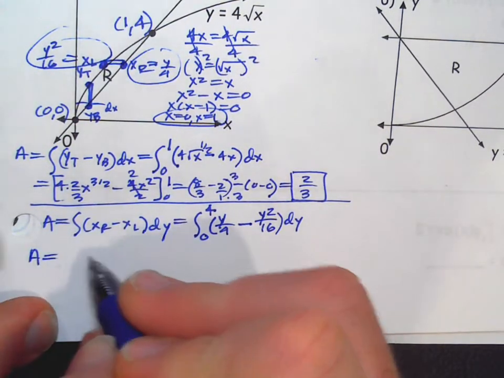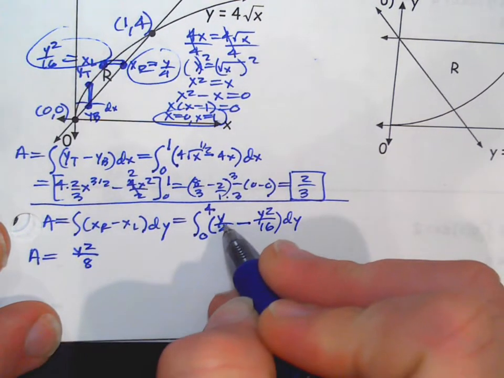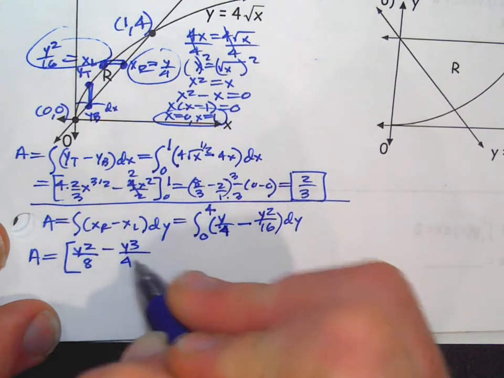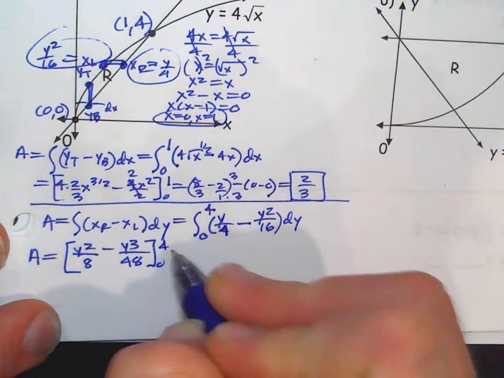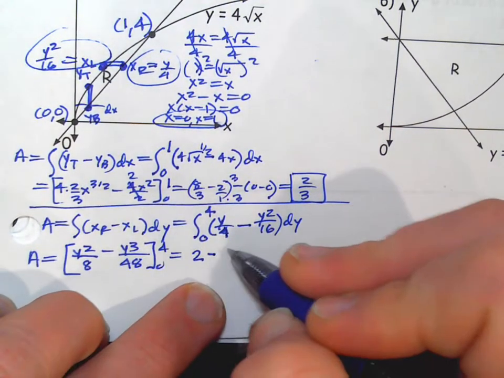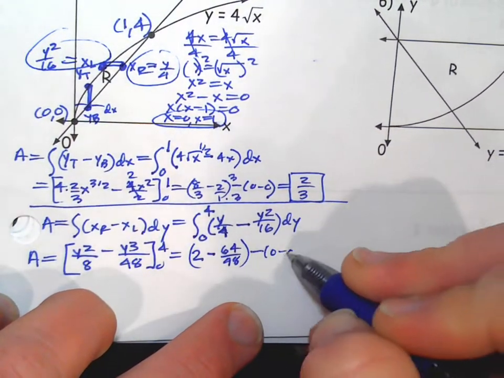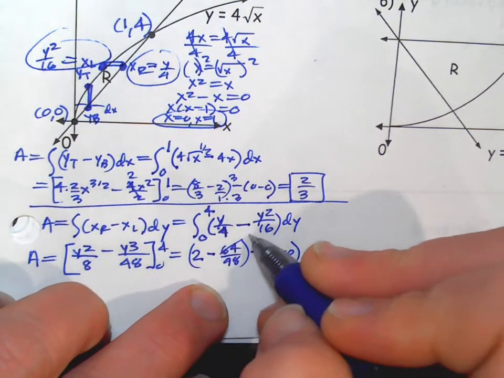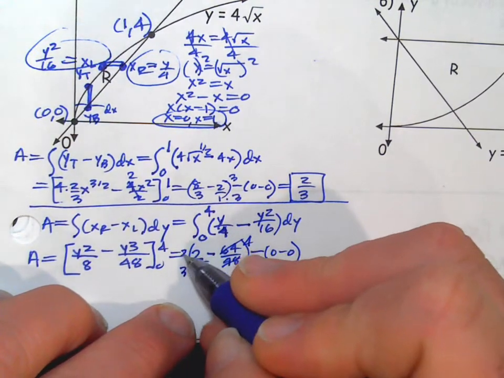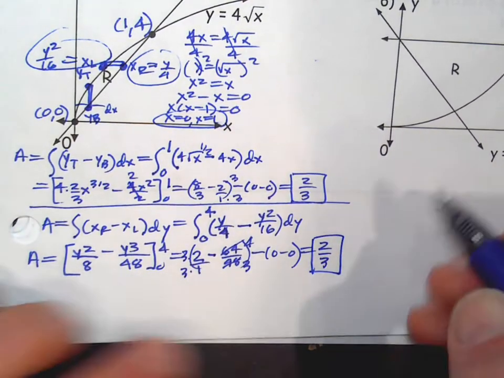So the antiderivative is going to be y squared over 8, because it's already over 4, and you get another 2, minus y cubed over 48, 0 to 4. Plug 4 in, you get 16 over 8, which is 2, minus 64 over 48. Plug 0 in, you get 0 minus 0. So 16 goes into this 4 times, 64 goes in this 3 times. The least common denominator would be 3. So 6/3 minus 4/3 is, surprise, 2/3.